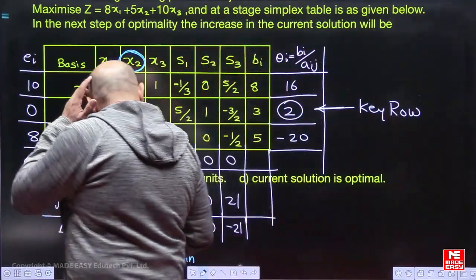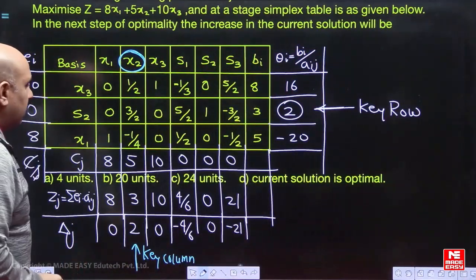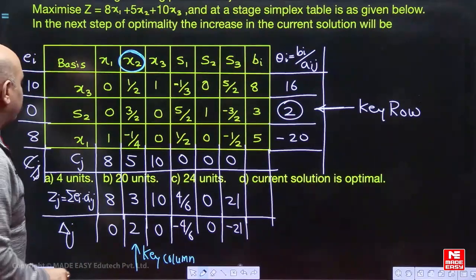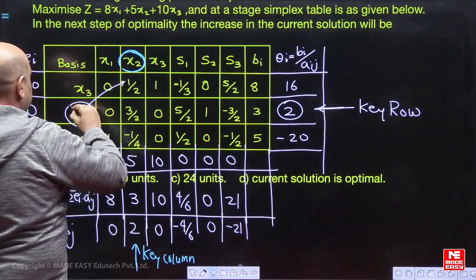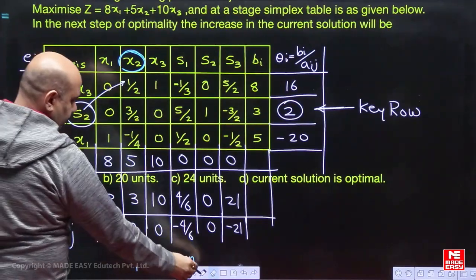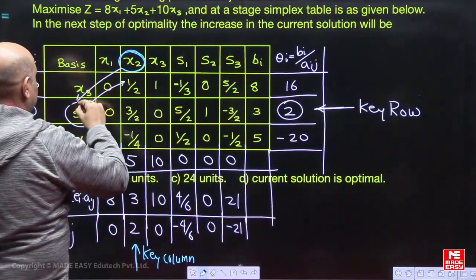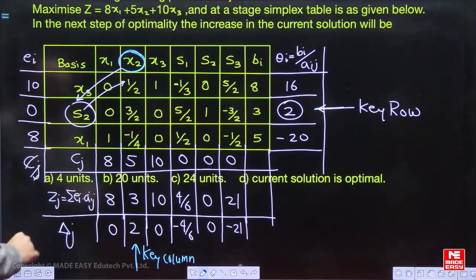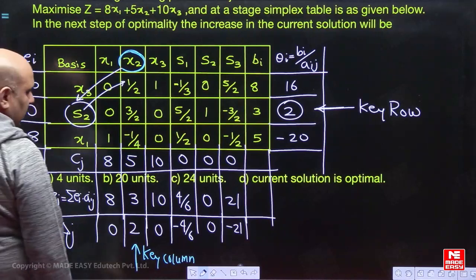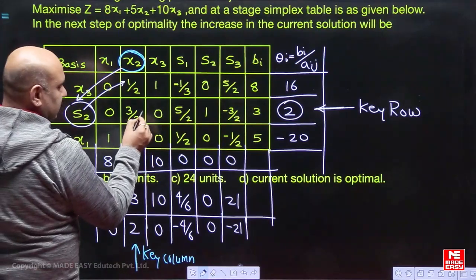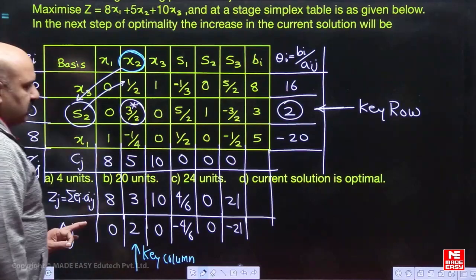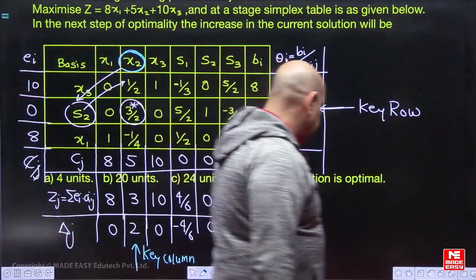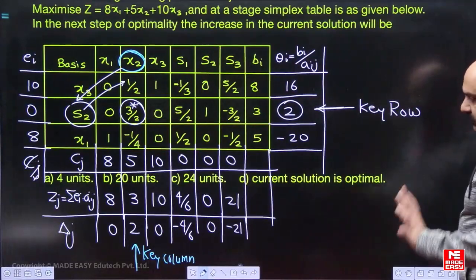Key row. And exactly now S2 is the outgoing variable. It will go out from here and will be replaced by our incoming variable, X2. X2 will come here in place of the outgoing variable. And the element at the intersection point of the key column and key row is termed as the key element. So see, 3/2 will be our key element. But the question is only asking how many rupees of increase will come in the next step, which we can find out from here.